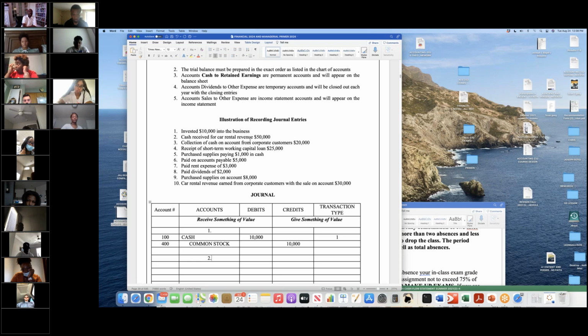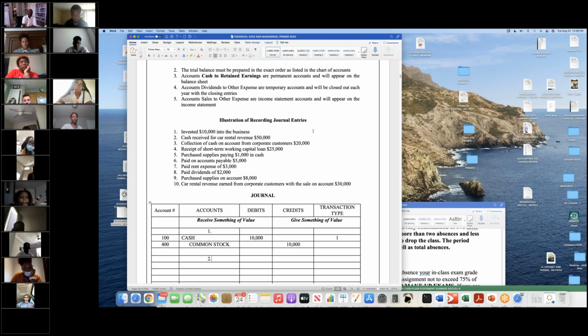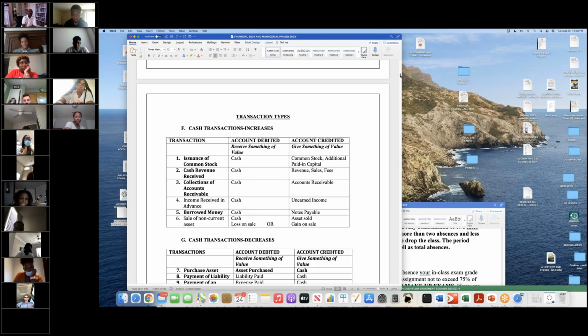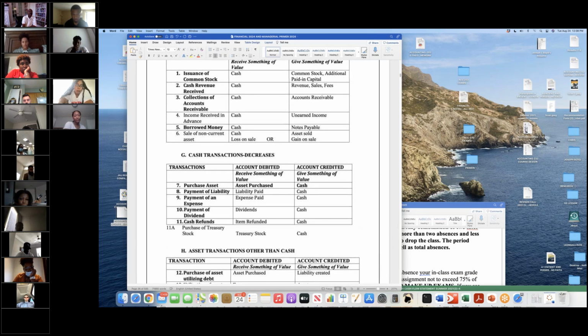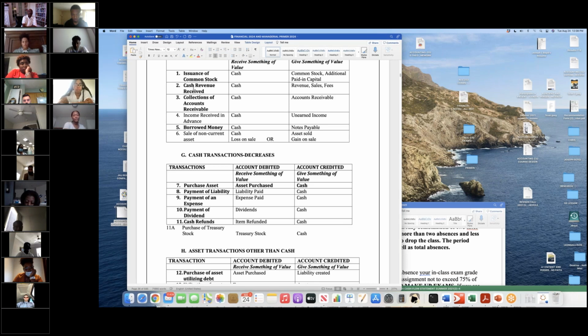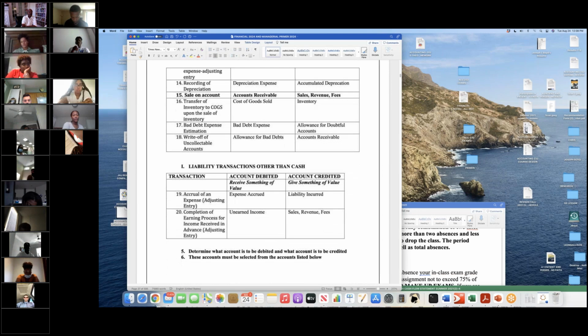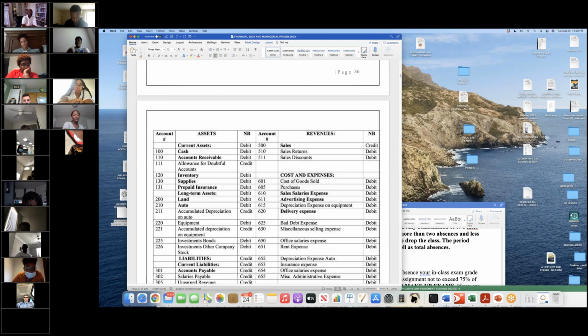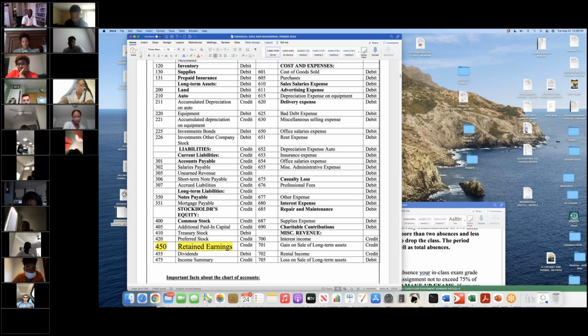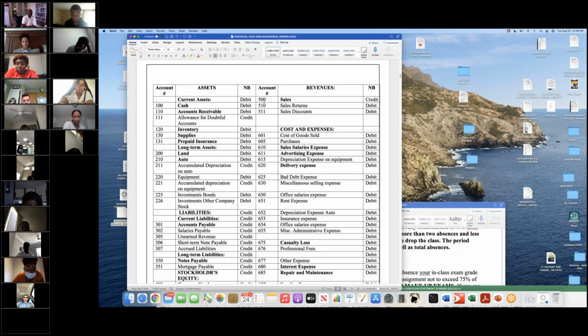In my second journal entry, our rental car company received $50,000. Cash received for car rental revenue, $50,000. So I've got to go back up here now and see if I can get a transaction type. And cash revenue received is 2. That's transaction type 2. I debit cash and I credit revenue, sales or fees, whatever we're using, whatever the type of business it is. So I know the account number for cash is what? 100, right? But now I need the account number for sales. And the account number for sales is 500.